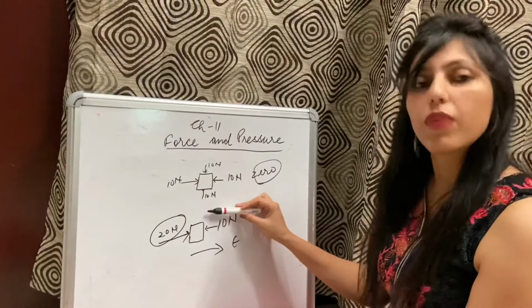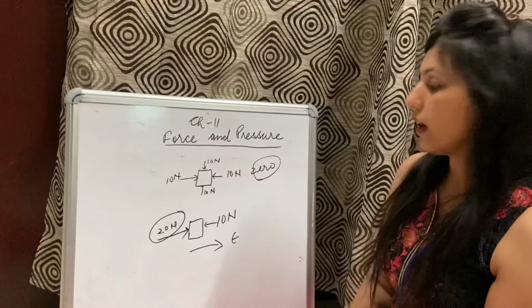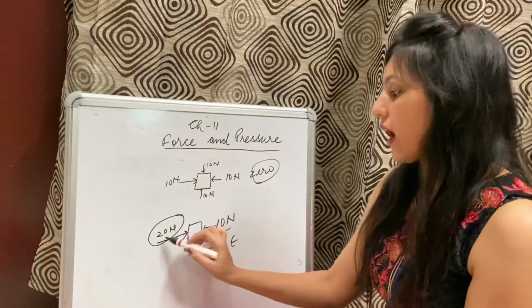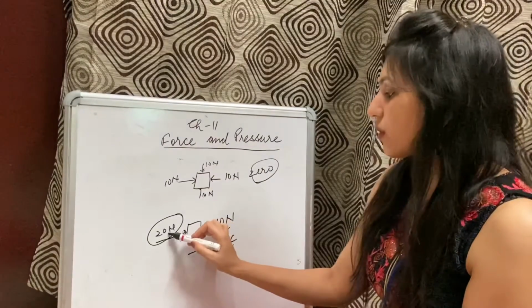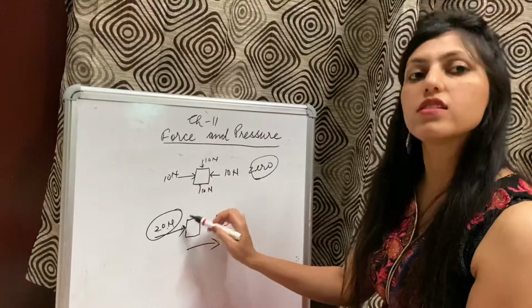When the force applied on the object from all the directions is not equal, it may vary. So say here we have 10 Newton and here we have 20 Newton. The force applied from this direction is more. That is why this is unbalanced force.